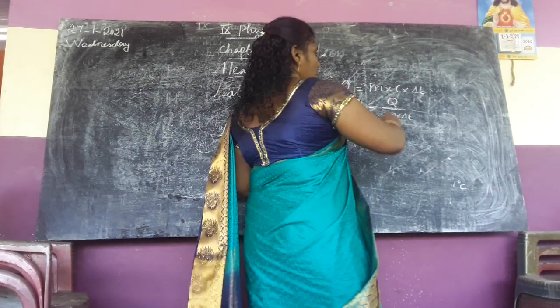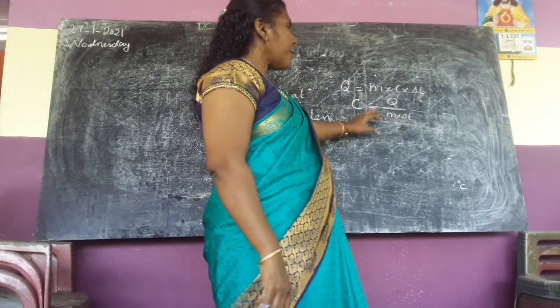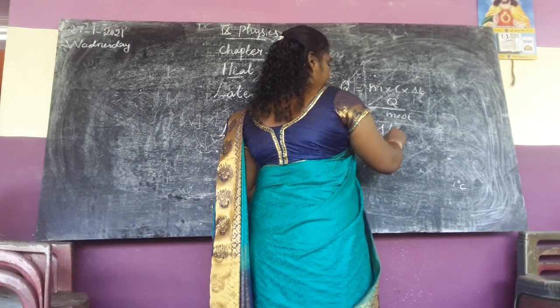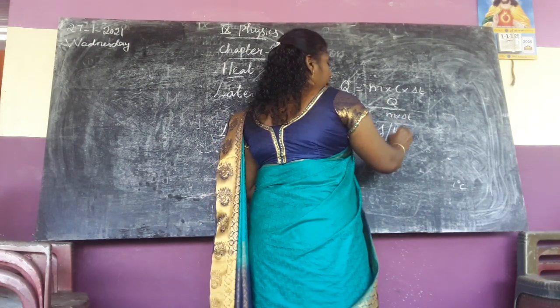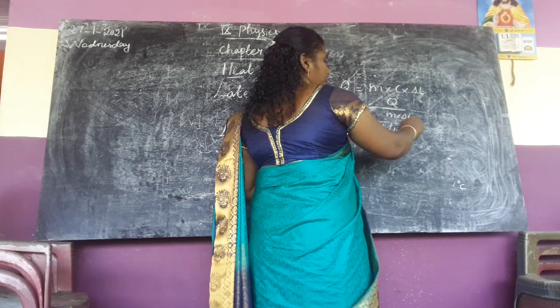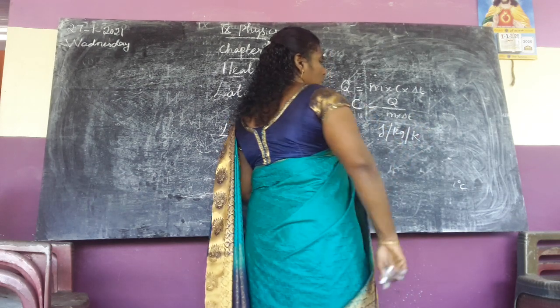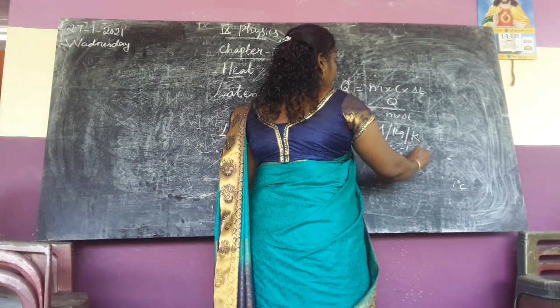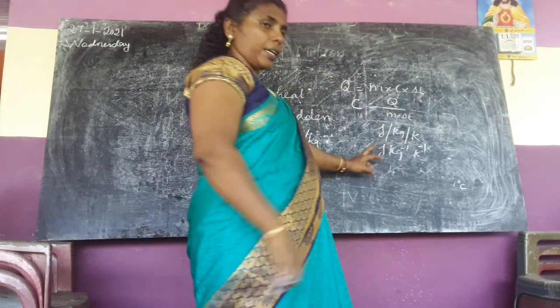What is the unit of specific heat capacity? So Q means joule, heat, no? So joule per mass kilogram per temperature Kelvin. So this we can write as joule kilogram raised to minus 1 Kelvin raised to minus 1. Like that also we can write.